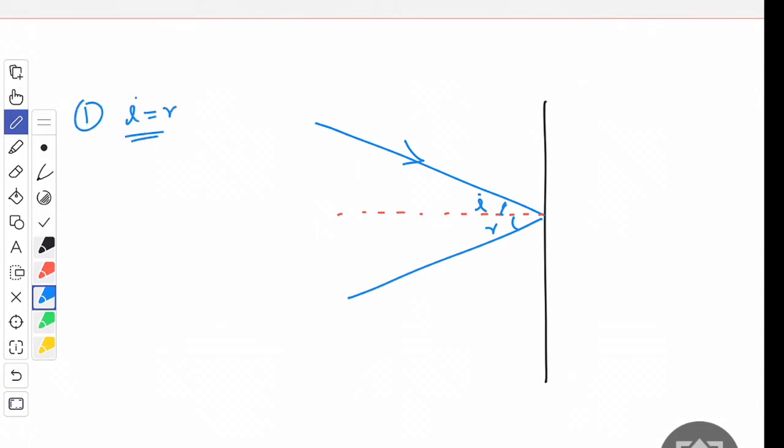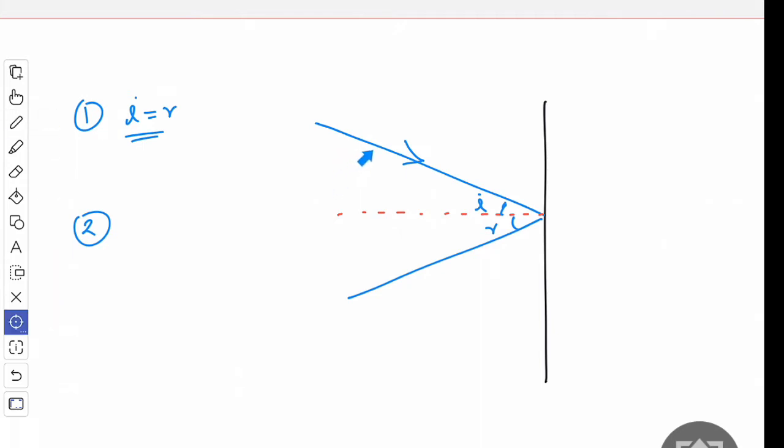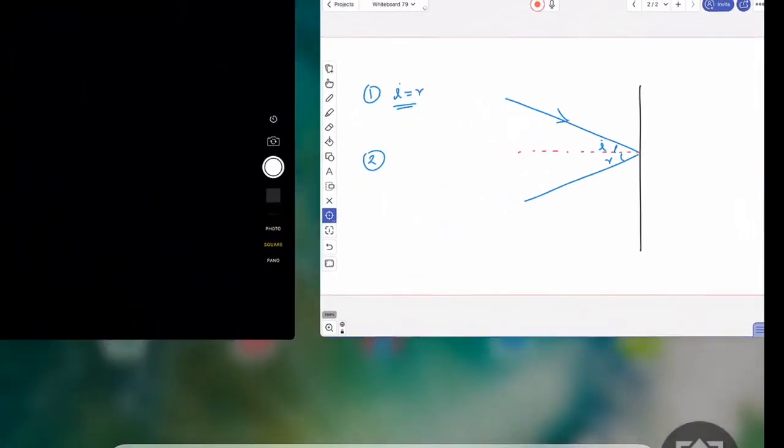Very, very simple. Then there is one more law of reflection. What is that? The second law says that the incident ray, the normal and the reflected ray all lie in the same plane. Now let me explain what this means. I'll just move to my camera so I can explain this to you a little better. So I want you to see me now.